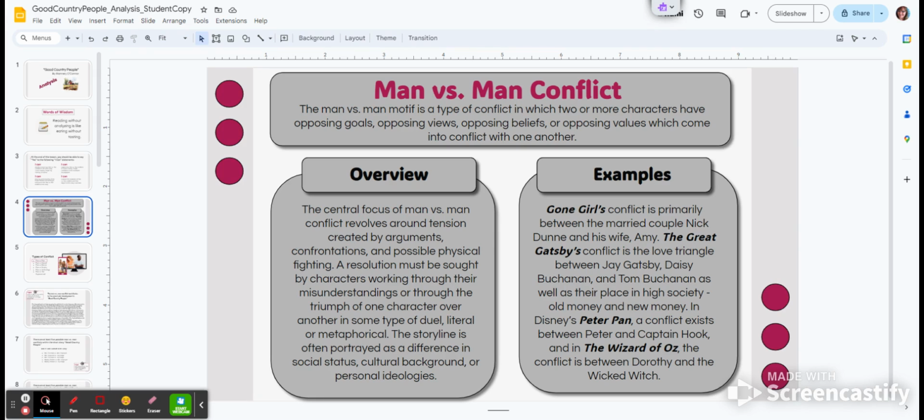The storyline is often portrayed as a difference in social status, cultural background, or personal ideologies. I think all three of those are true in this story. Social status definitely plays a part. Cultural background, if you look at it in terms of not necessarily race, but for sure religion and for sure cultural background in the Deep South and the different value systems in the Deep South at the time this was written. And then, of course, personal ideologies come into play quite a bit in this story.